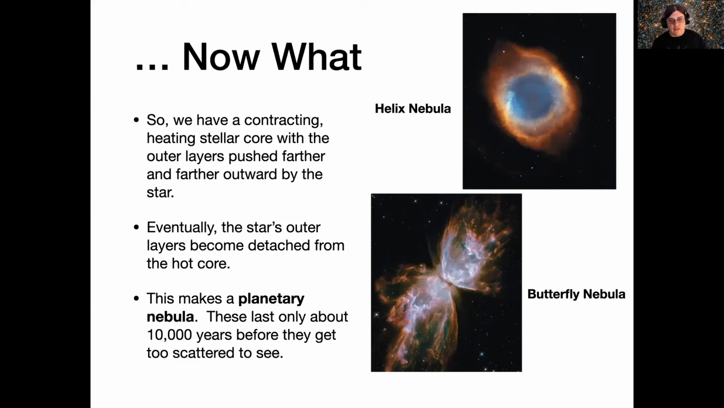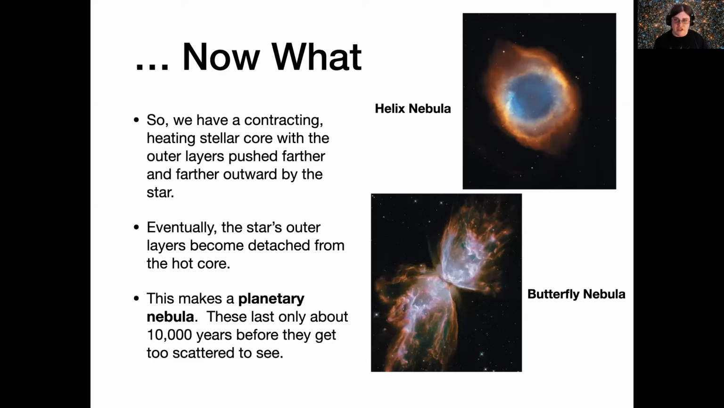These are really short-lived for space stuff. They're only around for about 10,000 years, but they're often some of the prettiest things to look at in the sky, and they're especially nice if you have a small telescope because they tend to be pretty compact and easy to see, even in like Lincoln.